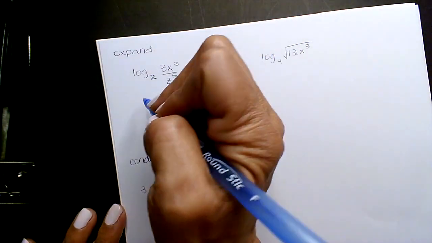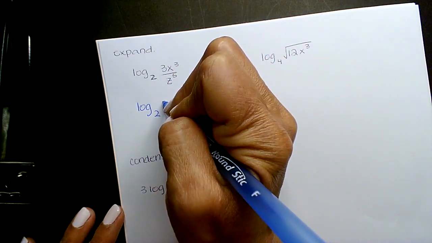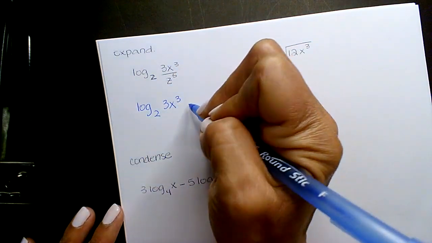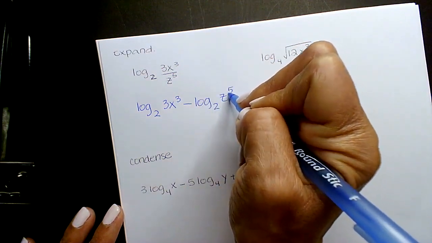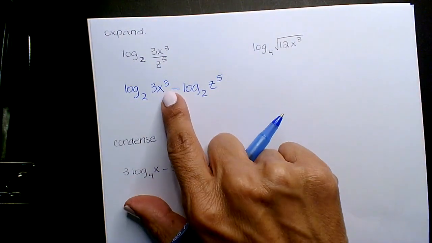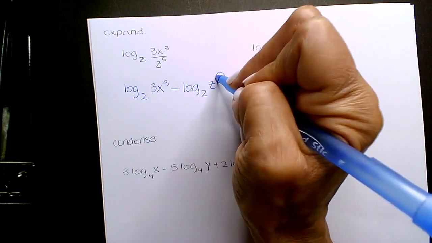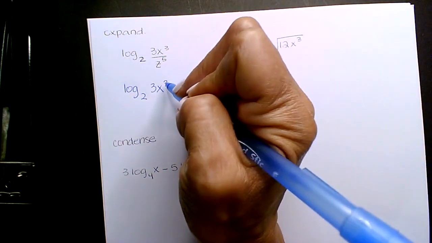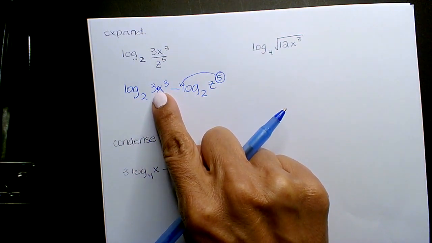Okay, so this is log 2. All right, this is 3x cubed minus log 2z to the 5, because if it's the quotient, if it's a fraction, it's a subtraction. Okay, this power rule is going to go to the front. But here you also have a multiplication, 3 times x cubed.